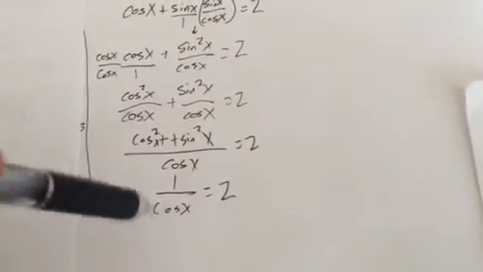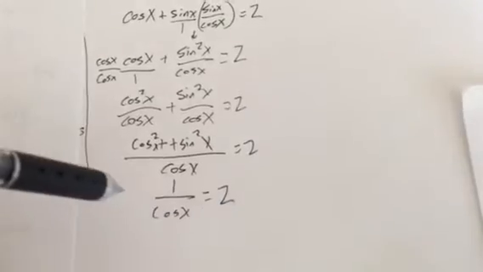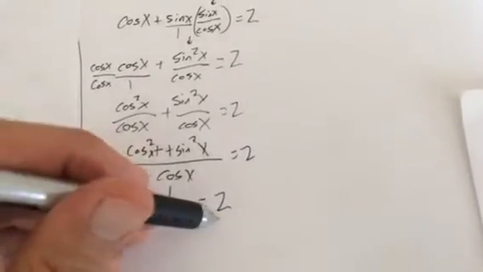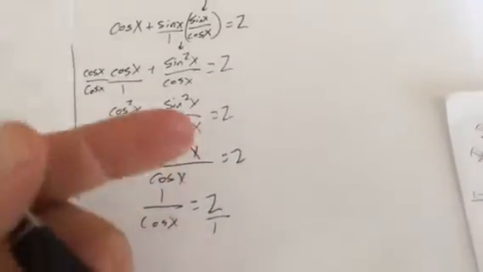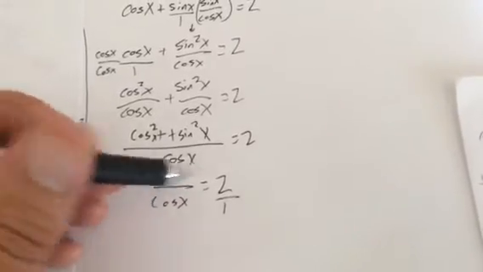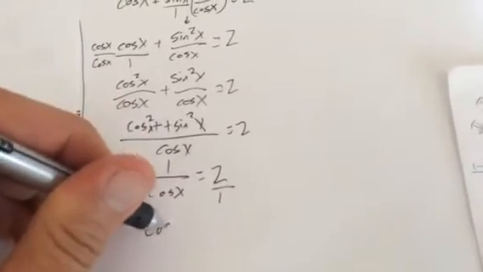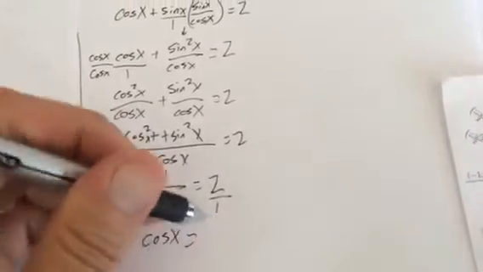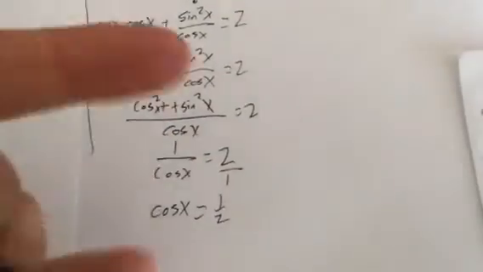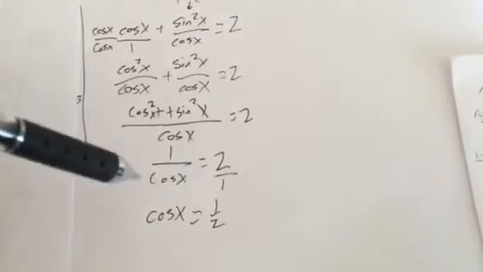There's a couple things I could do here. I could multiply both sides by cosine, then divide by 2. That would get me there. The other thing I could do is just take the reciprocal of each side. If 1 over cosine equals 2 over 1, then cosine over 1 equals 1 over 2. And just flip both sides.